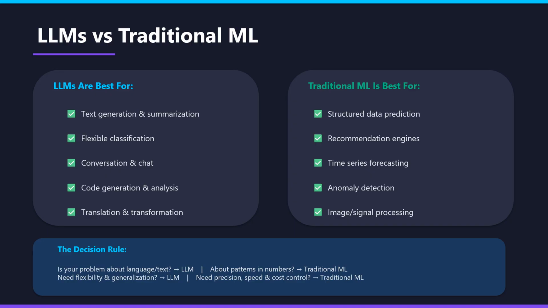Okay, the sweet spot for many products: use LLMs for the natural language interface and traditional ML for the core production engine. A fraud detection system might use a traditional model for the actual fraud scoring, but an LLM to explain the decision to a human reviewer in natural language. Best of both worlds.